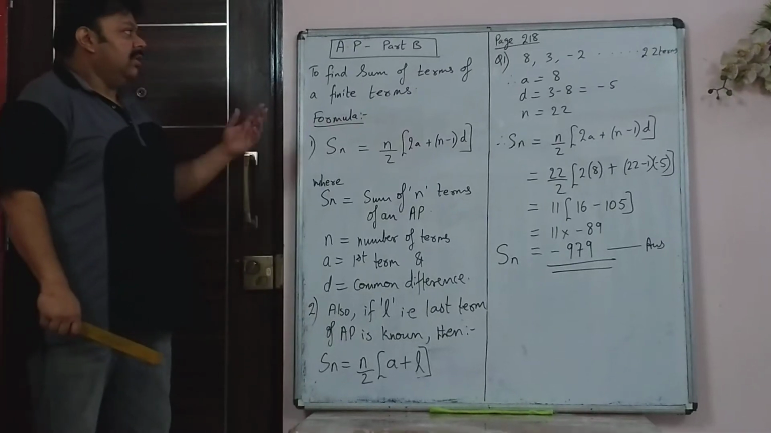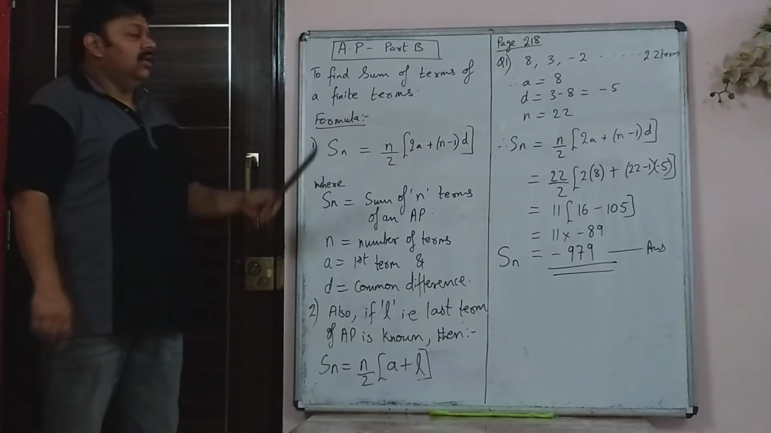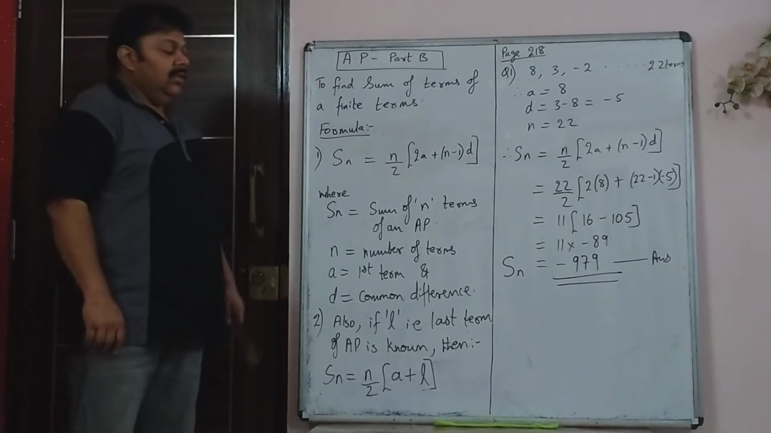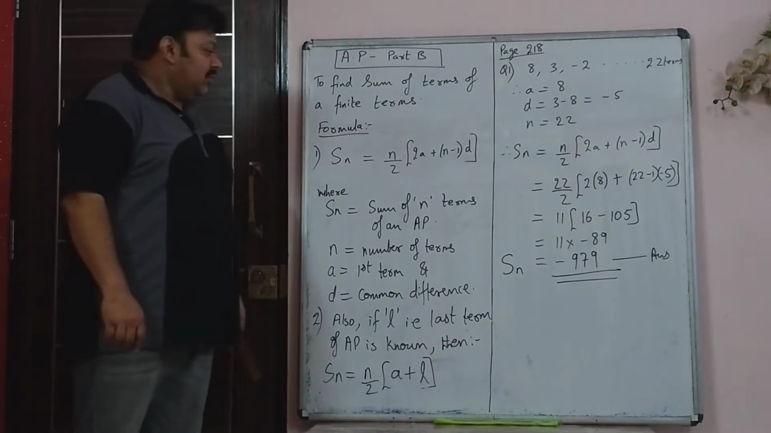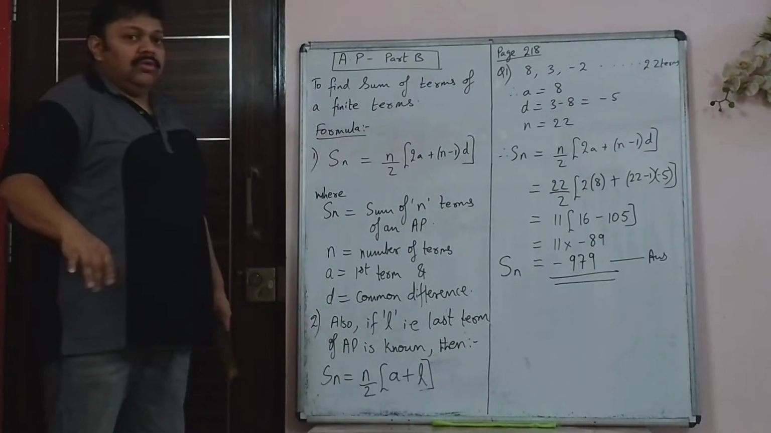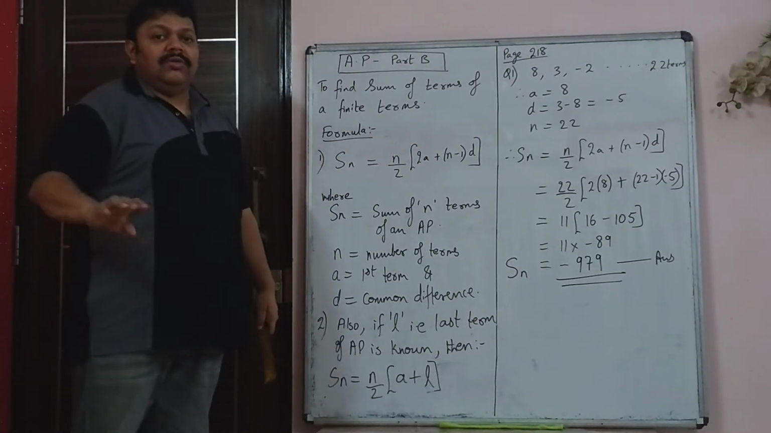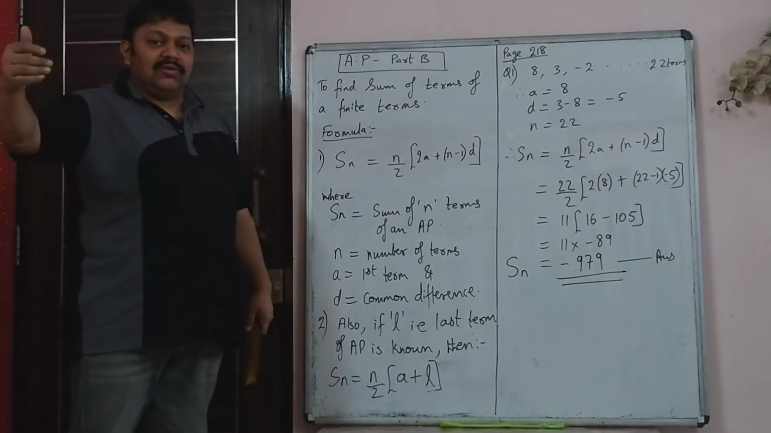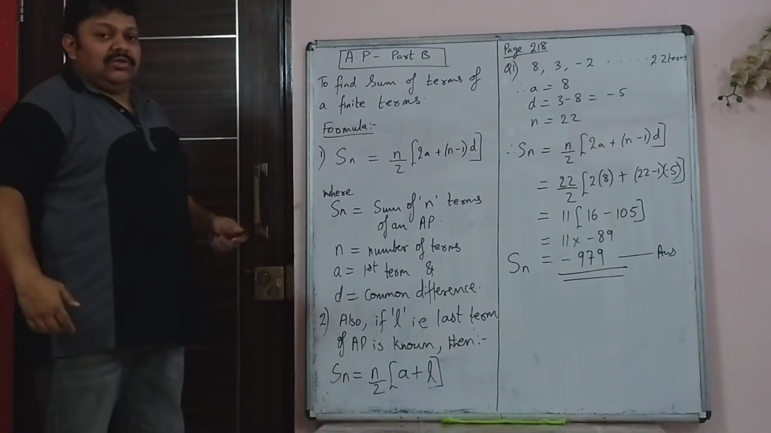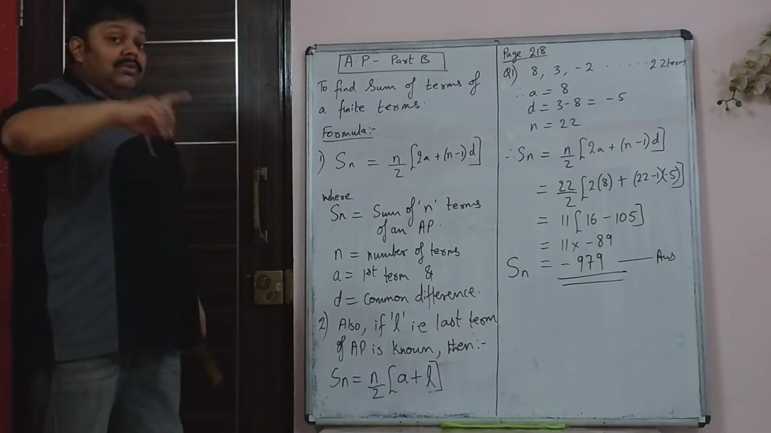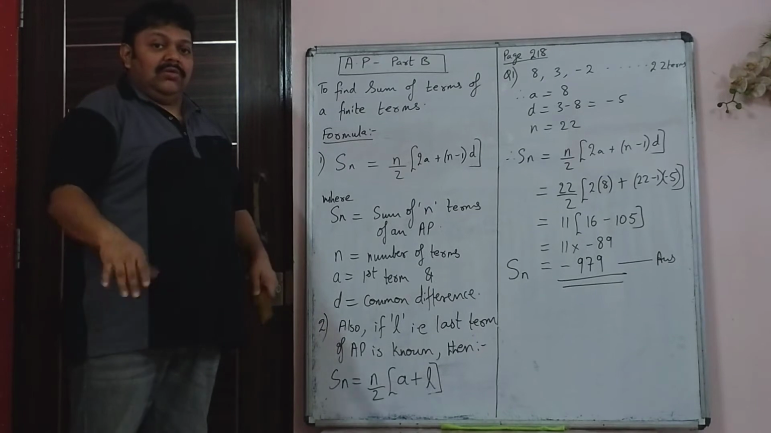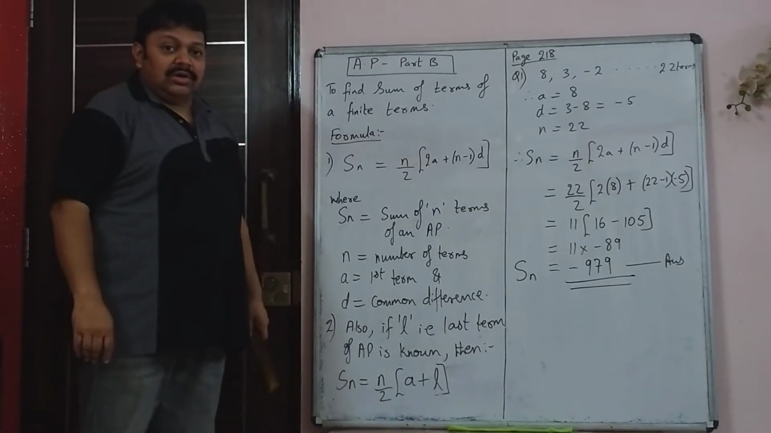Alright students, now we continue with the second part of arithmetic progression. In the second part, we will be finding the sum of n terms of an AP. First we found the fifth term, seventh term, nth term. That was the first part. Now we will add up all those terms, even if there are 100 terms or 1000 terms.